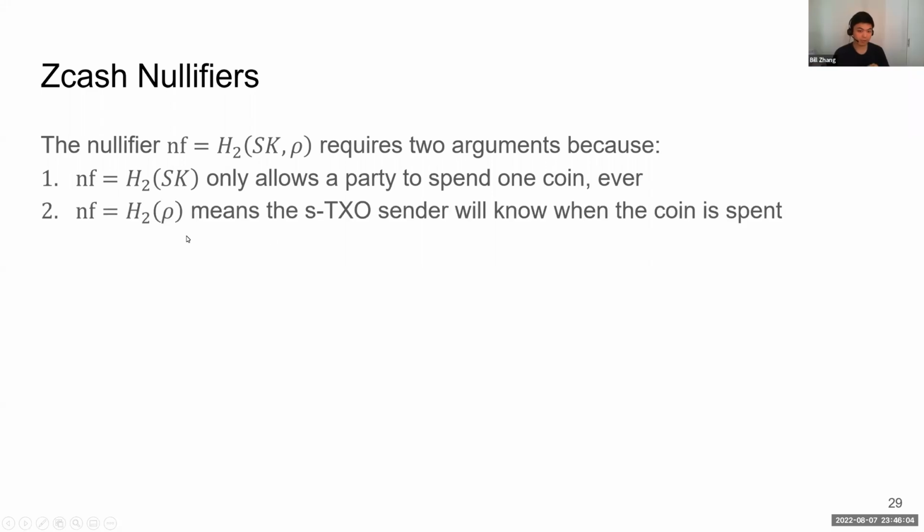And the nullifier cannot also just have one argument, which is the randomness rho, because the STXO sender knows rho, and the sender will then know when the coin is spent. The sender could also nullify the coin themselves. So the nullifier has to have both of these arguments as input, the secret key and the randomness rho, in order for it to satisfy what we want it to do.